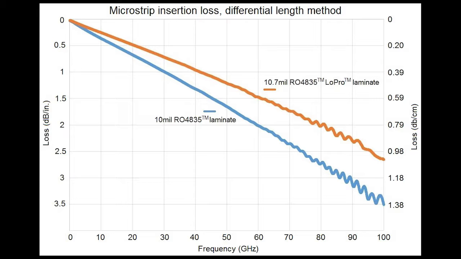And you can also see it's frequency related. At very low frequencies, down around 1 or 2 gigahertz, there's not a lot of difference. But once you get out into the millimeter wave range of frequencies, you can see there's a remarkable difference between the product with the standard copper and the product with the LoPro technology.